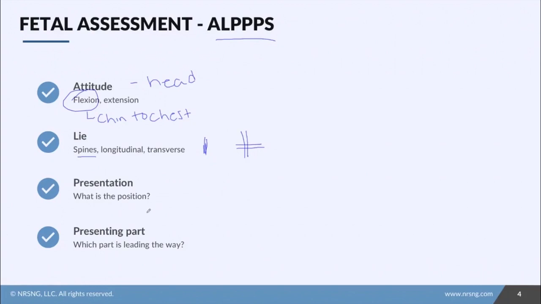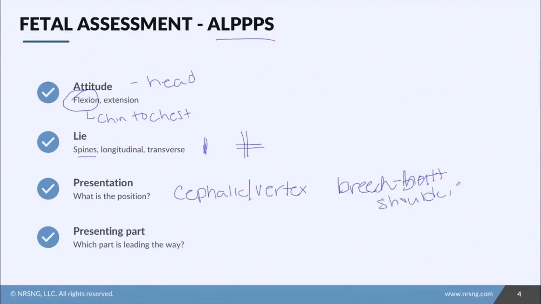Presentation. So what is the position? Is it head down, where we would say cephalic, or vertex means head down? Are we breech, where that would mean that we have the head first, or sorry, not head first, our butt first, or maybe even a foot, just so we don't have the head first. Do we have a shoulder as a presenting part? So what is trying to come through that birth canal first? What's our position coming down?